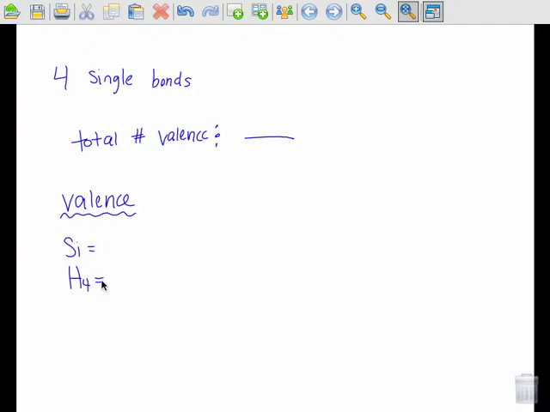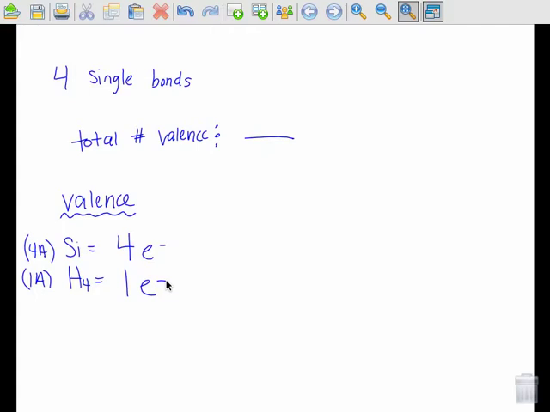So I'm going to look and see that silicon, Si, is in group 4A. I just found that right on my periodic table. And since it's in group 4A, I know it's going to have 4 valence electrons. Hydrogen is in group 1A, therefore it's going to have 1 valence electron.